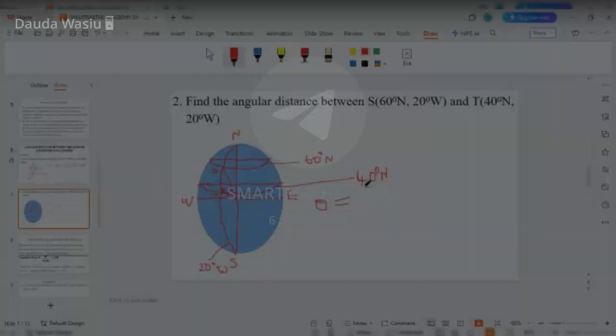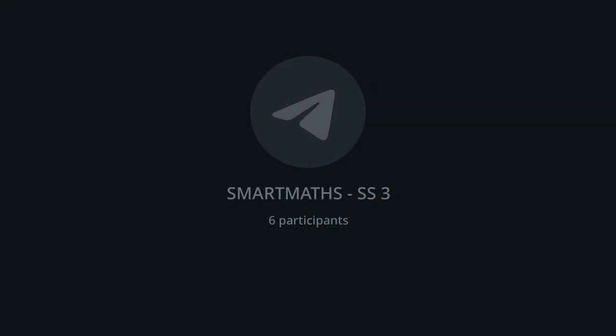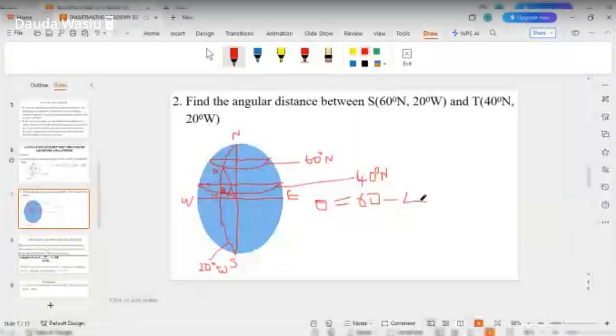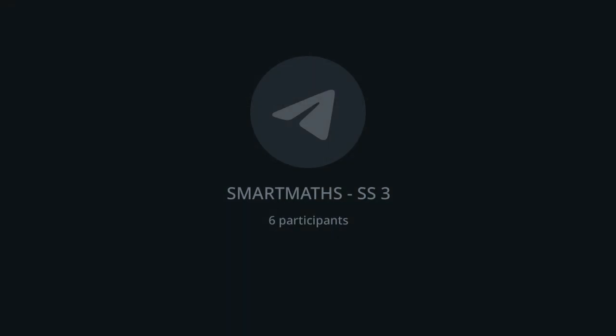So it's going to be 60 minus 40, which equals 20 degrees. So the angular difference here is 20 degrees. That is question number 2 on the angular difference and how to locate a point on the earth surface.